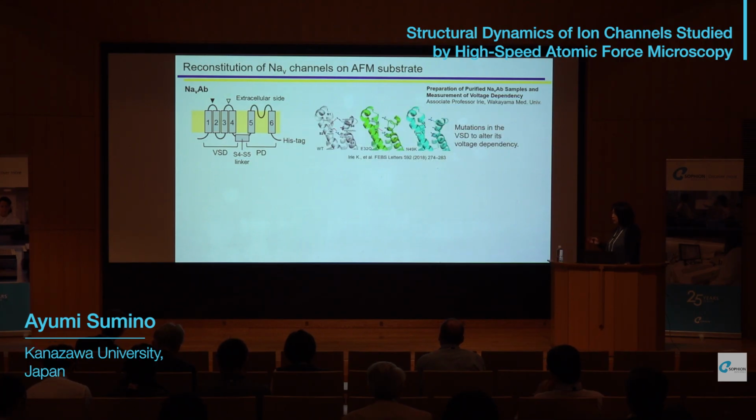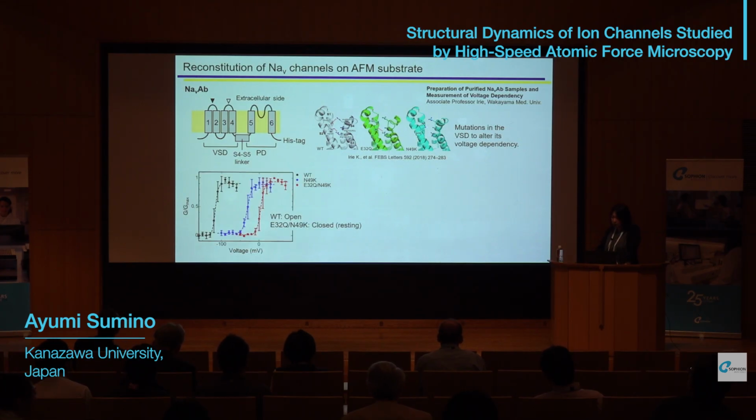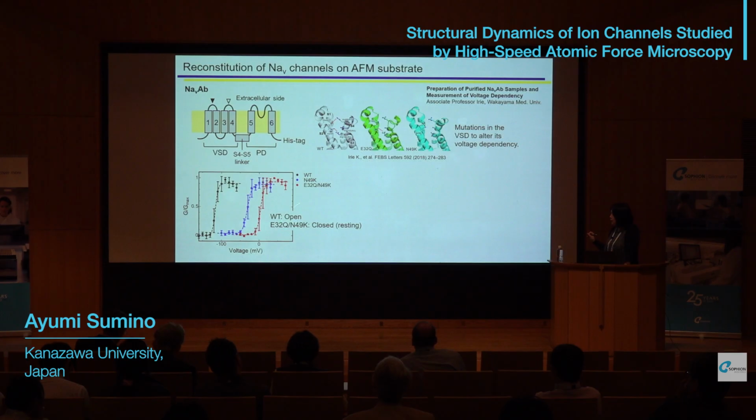To see the different gating states by AFM, we use several mutations in the voltage sensor domains to change the voltage dependency. And we successfully shifted the voltage dependency like this. For the wild type channel, the activation gate is always open at 0 millivolt, but this double mutant is in the resting state.